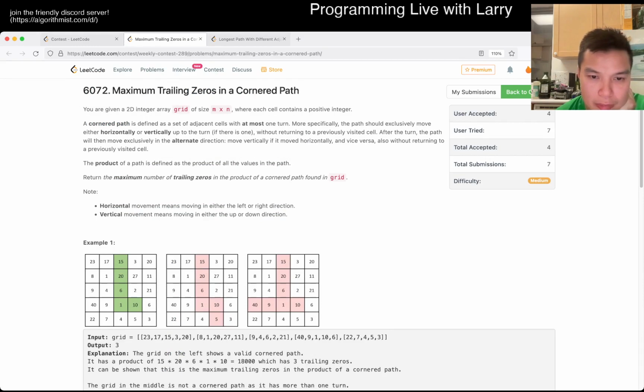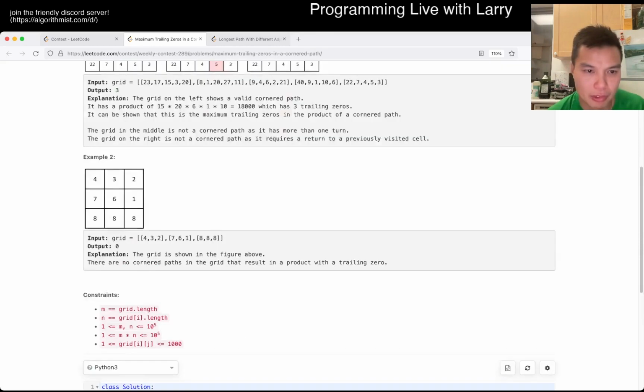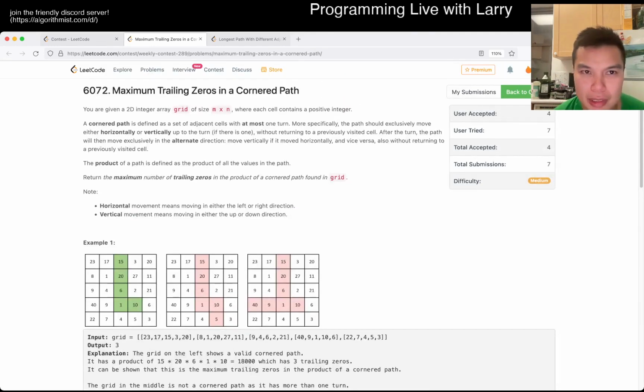At most 1 turn. What does at most 1 turn mean? The math is probably okay. I feel like I already got how to do it, but I don't know what 1 turn means. Like, it doesn't even tell you where you're starting from.